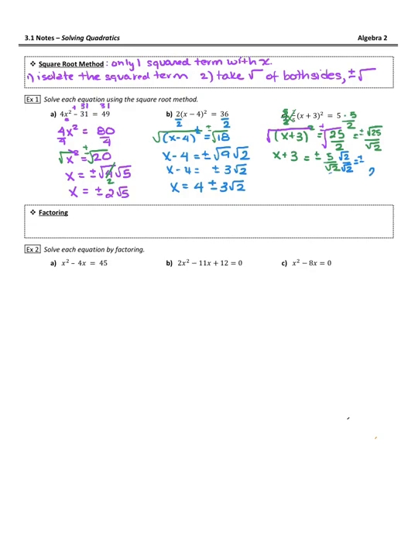My denominator now just becomes 2. My numerator becomes 5 rad 2, and we're almost done because we still have to isolate x. So x is going to equal, I have to subtract 3 from both sides, 3 plus or minus 5 rad 2 over 2. That will be our final answer, okay?